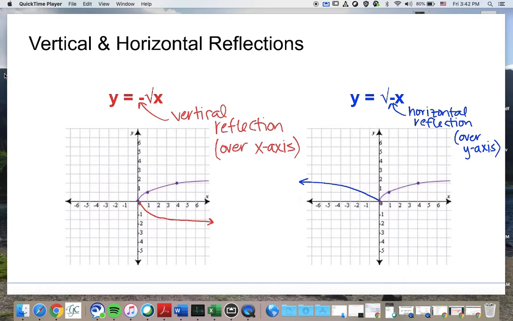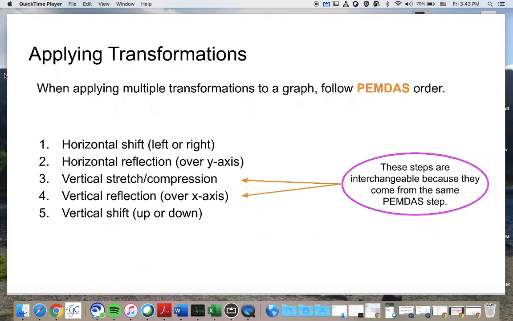So let's talk about how we combine these transformations and apply more than one at a time, because oftentimes we're not going to see our transformations isolated as we just went through in those examples. So if we have multiple transformations, we are going to follow PEMDAS order when we're applying them. That means we're going to start with anything inside parentheses. And we're going to start with addition or subtraction inside parentheses, which is our horizontal shift.